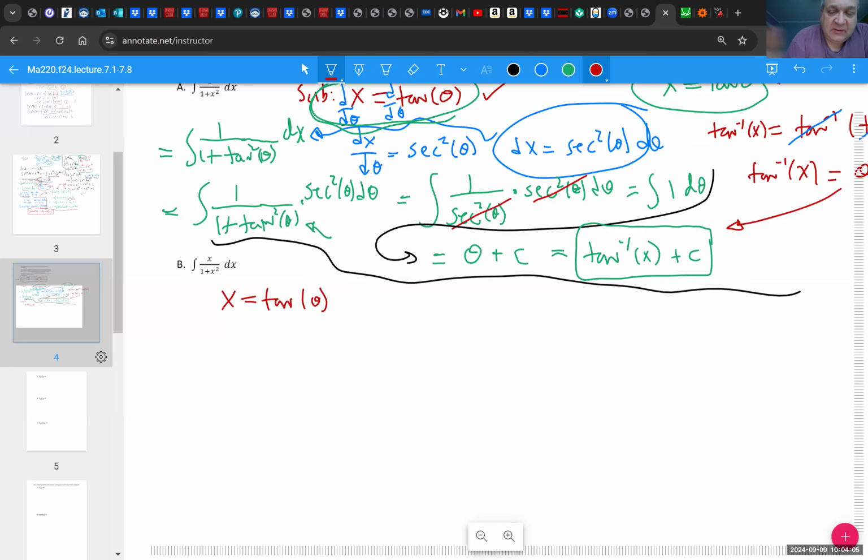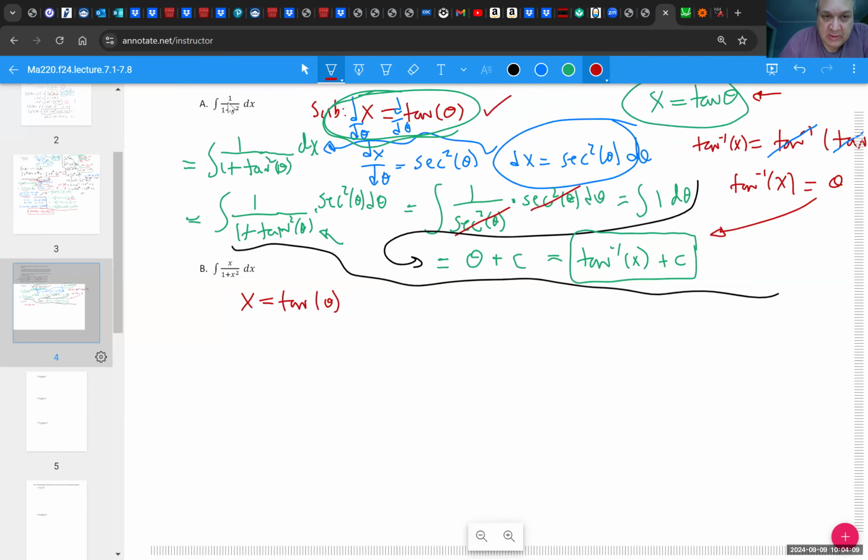The thing is, this problem is different than the previous one because in the previous one, we had a 1 on top. On this one, we have an x on top, right? So it's going to be a little bit different when we do the substitution. So let me show you what we get here. If I take the derivative with respect to theta, I get dx d theta is equal to secant squared. We did this before, which means that dx is just secant squared theta d theta.